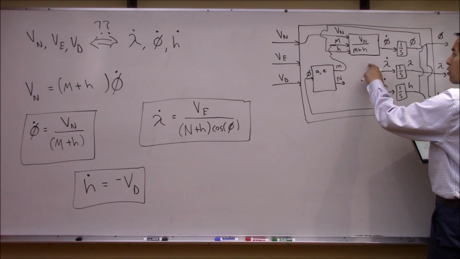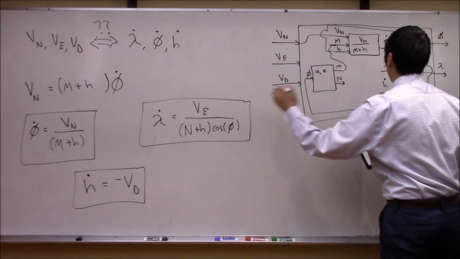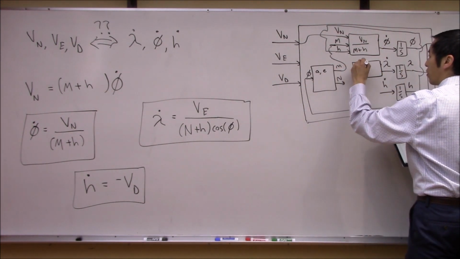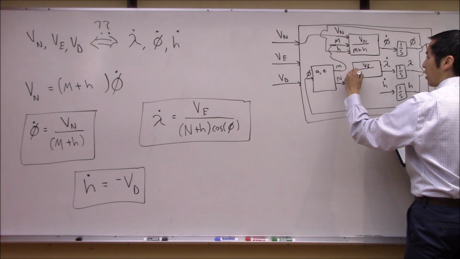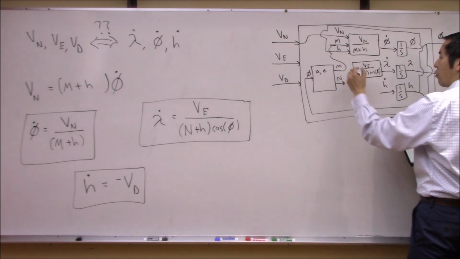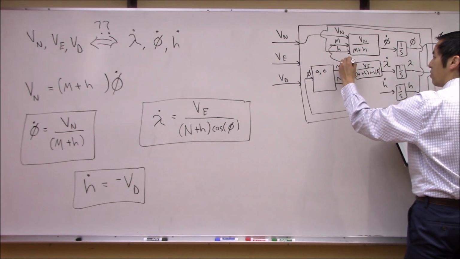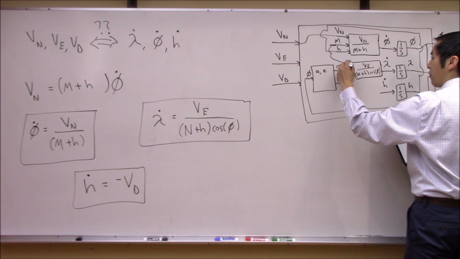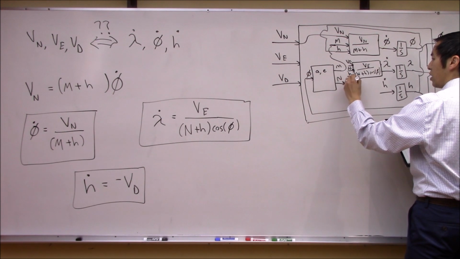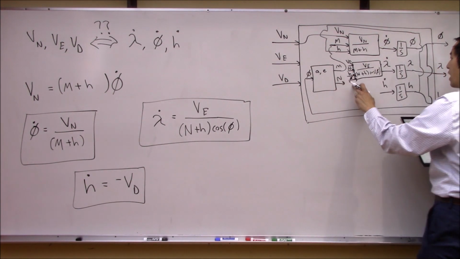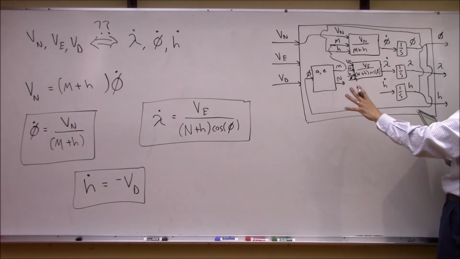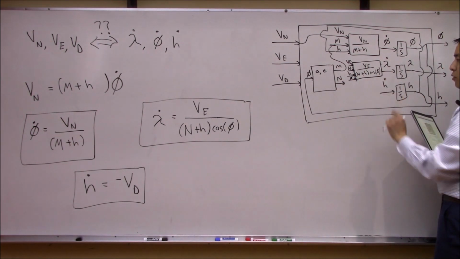We would do a similar operation for lambda dot, right? So lambda dot here is implementing this equation, right? So it's V east all over n plus h times cosine of phi. So again, we need to tell this thing V east. We need to give it the prime vertical radius of curvature. We need to give it altitude, and we also need to give it the latitude. And again, all those signals are now available. I don't want to draw it because I think it's going to just create too much ugliness, but I think everyone sees how to hook that up.